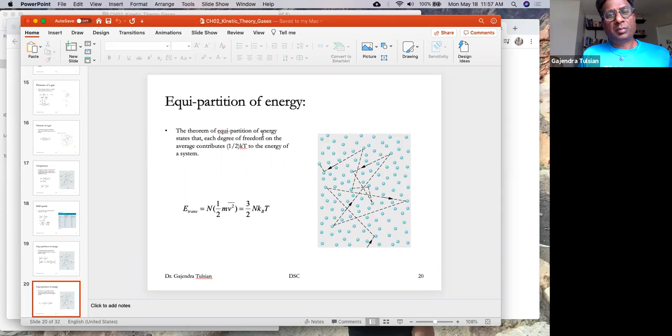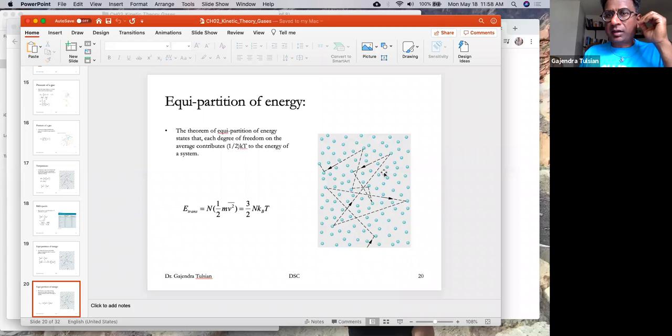So the theorem of equipartition states that each degree of freedom on the average contributes 1/2 kT to the energy of a system. Okay, so very important relationship in thermodynamics. So if you have a monoatomic gas like all the ideal gases, like the noble gases, they're all monoatomic.